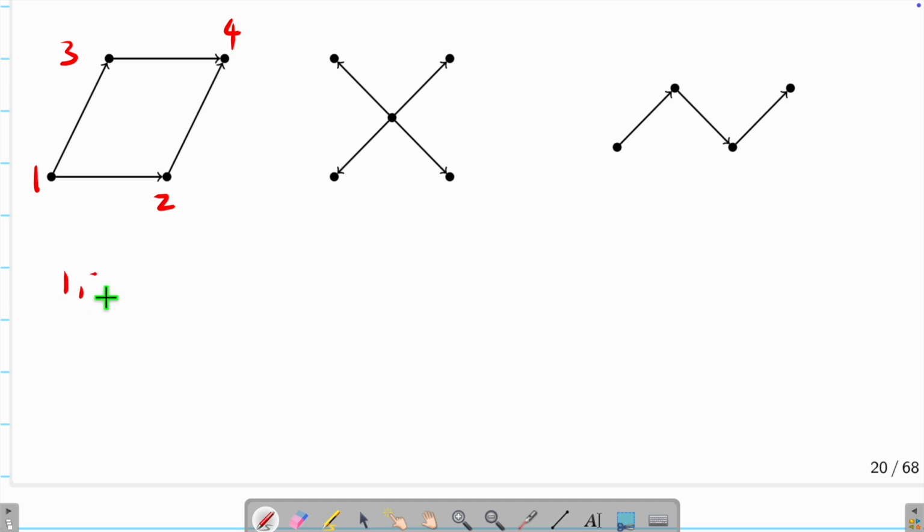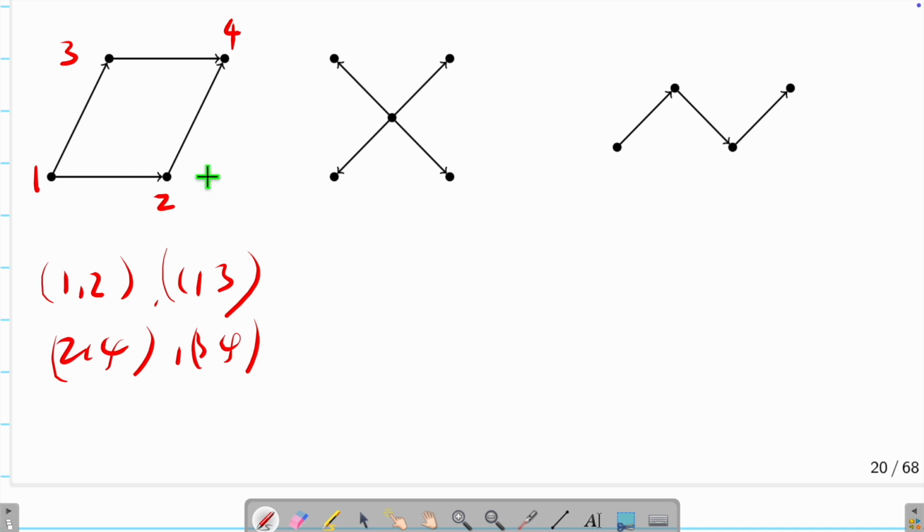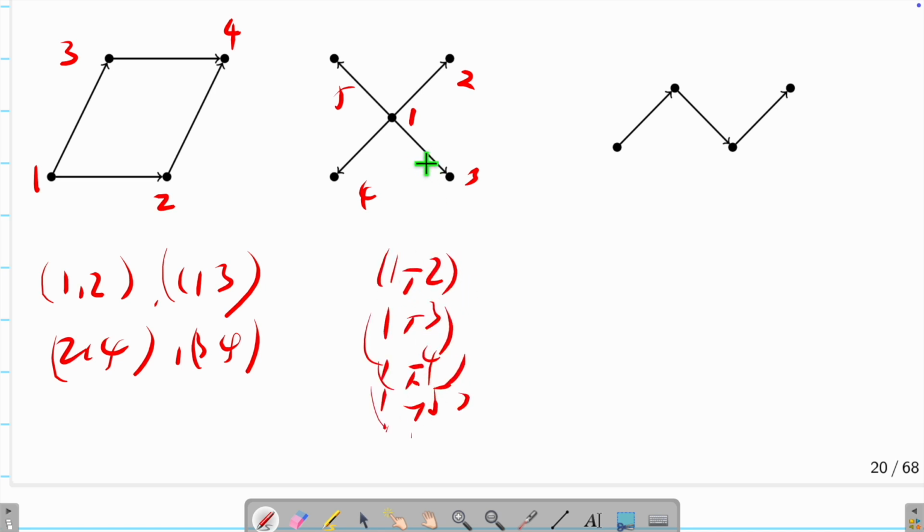So in this case, I will have 1 goes to 2, right? And then 1 goes to 3. So 1, 3, and then 2 goes to 4. So 2, 4, and lastly 3, 4. Okay, V is 1, 2, 3, 4. Now this one, I will call this guy 1, and then 2, 3, 4, 5. Then I have 1, 2, 1, 3, 1, 4, 1, 5. And V is 1, 2, 3, 4, 5.